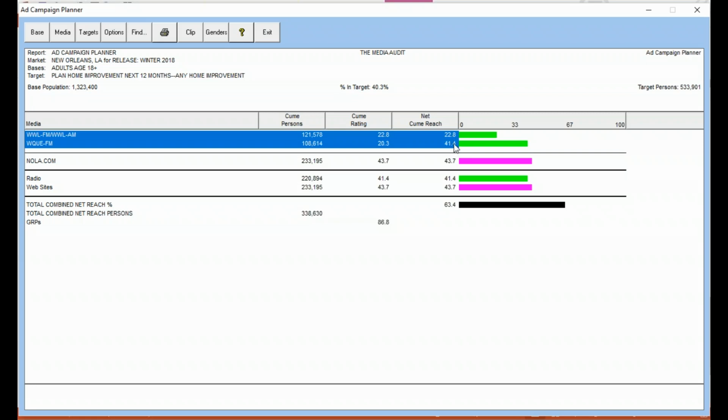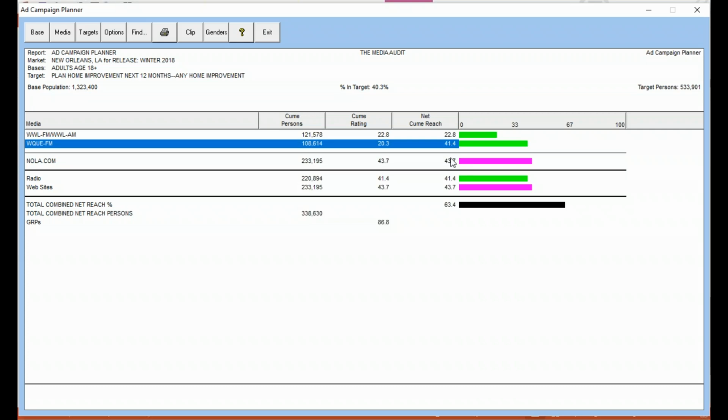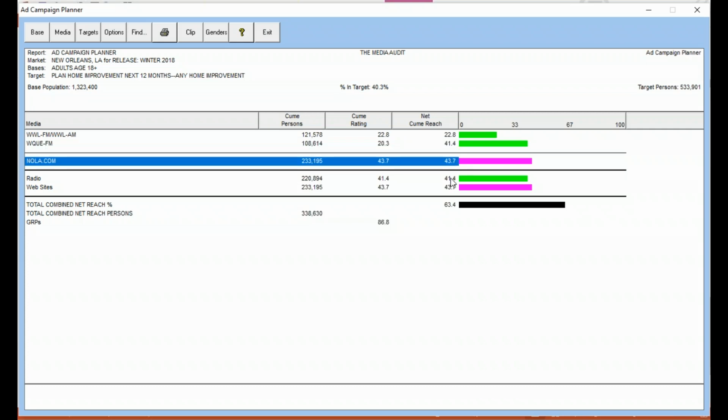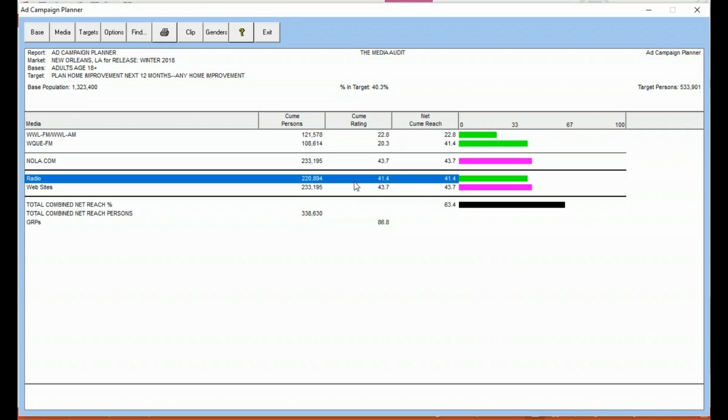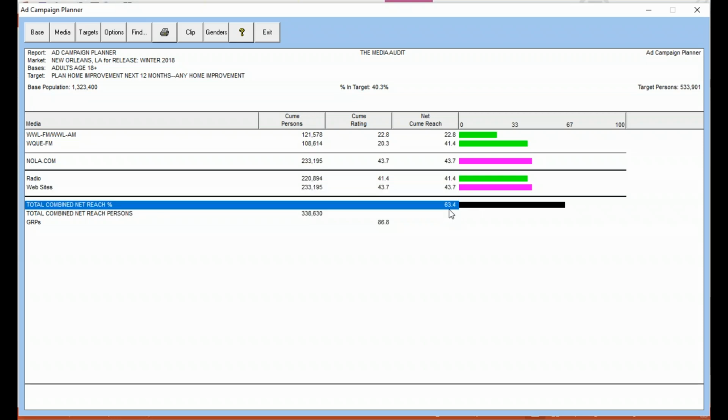I see, I can lift up to 41% with radio. I have 43%. So this is just unique to radio, unique to website. And again, it's reiterated here. And this is just a summary because you could have gone 5 deep on web and 7 deep on radio, and you would want to see a summary for each. So 41% reach, 43.7, almost 44% reach with web.